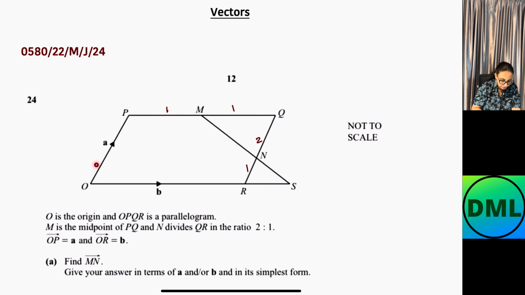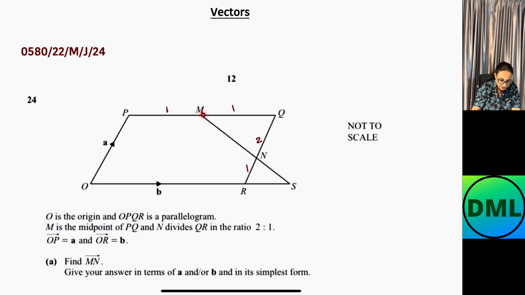OP is equal to vector A. OR is vector B. Find MN. I need to find out this MN vector. Give your answer in terms of A and or B and in its simplest form. I need to write down MN.